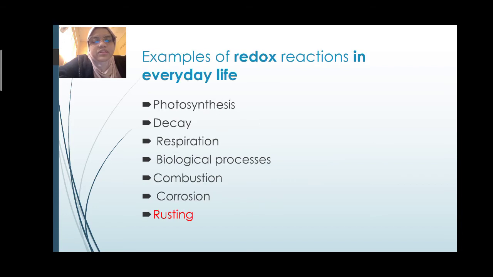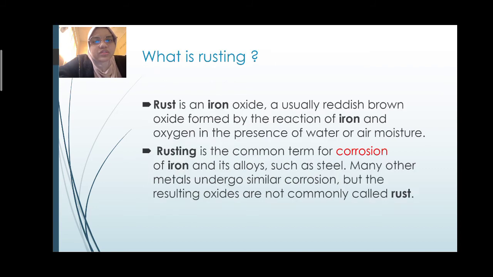So there are a lot of examples of redox in our daily life. For example, photosynthesis, decay, respiration, biological process, combustion, corrosion. And today I'm going to explain about rusting. So actually rusting is a very common thing that happens around us.